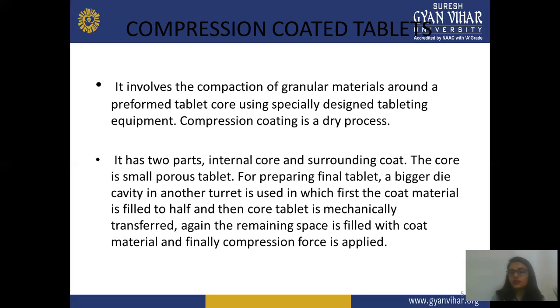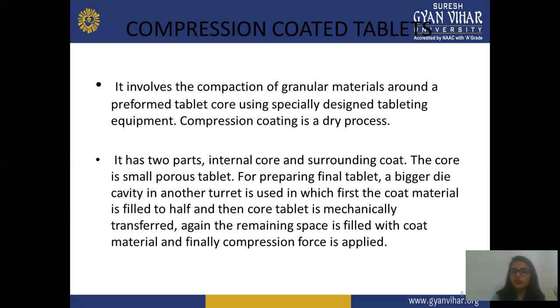When you use this bigger cavity, it helps form the cycling process, and the first coating material is filled, meaning one by one coating layers are applied to the tablet. After filling the coat material to half, the tablet is mechanically transferred, and the remaining space is filled again with coat material and the final compression force is applied. This process is done continuously. First a single coat layer is applied, then after filling it is uniformly transferred to your complete tablet. Then a second coat is applied, and at a particular point, sufficient coat is done and it is ready for the final step of the compression.